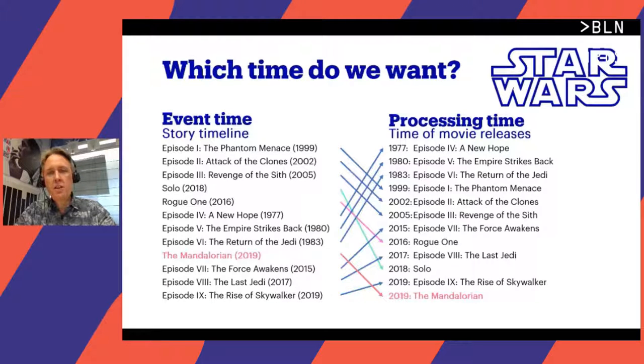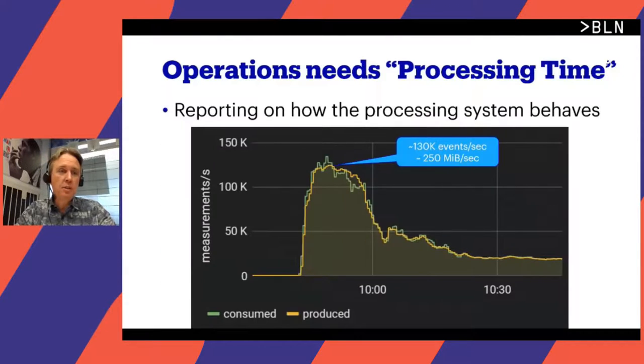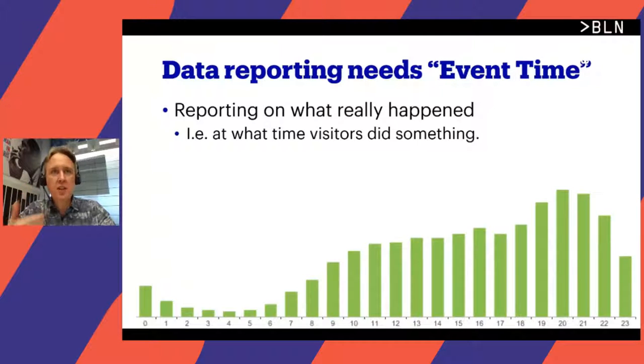And looking at the things around me, I see that, for example, in operations, a lot of times you need processing time because you need to know when something actually happened, how the operations of a system actually behaved. What you see here is a disturbance we had in one of our Flink processing tasks in our production environment. It went down for an hour and then had an enormous bubble of higher processing to catch up on what it still had to do. In this example, we are doing web stats. We want reporting on the event time. We want reporting on when something really happened.